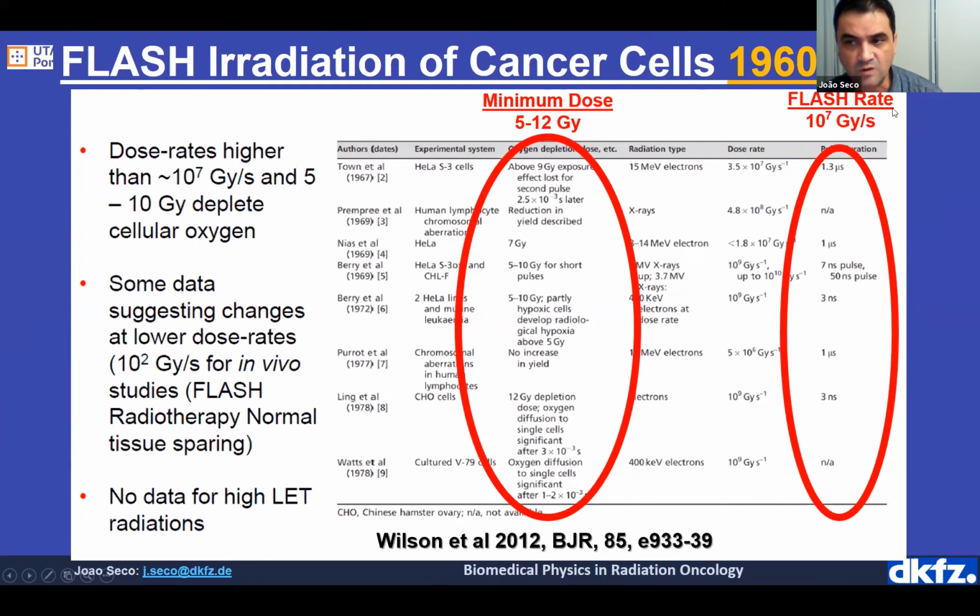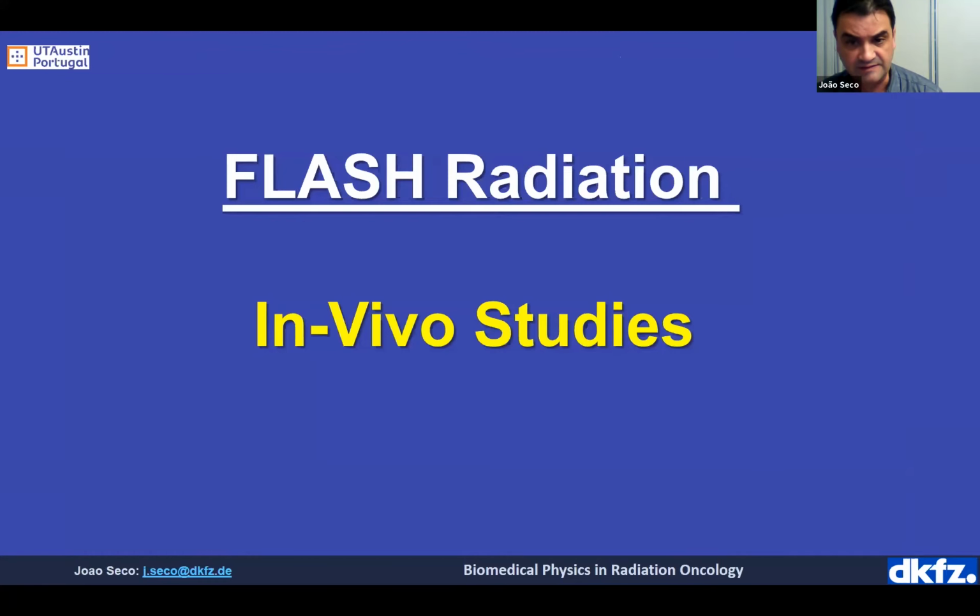So it's possible that the quality of the in vitro studies is potentially related to these extremely high, ultra high dose rates. But this is very different from the recent studies, where the flash rates are not that high. All right, now let's get to the in vivo studies, the more recent studies.